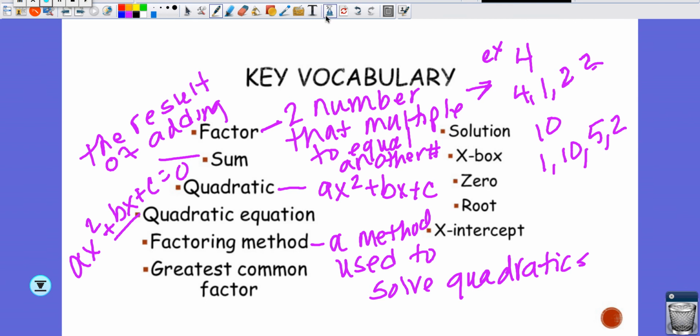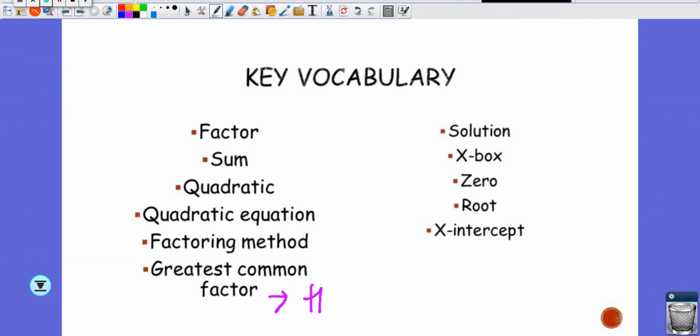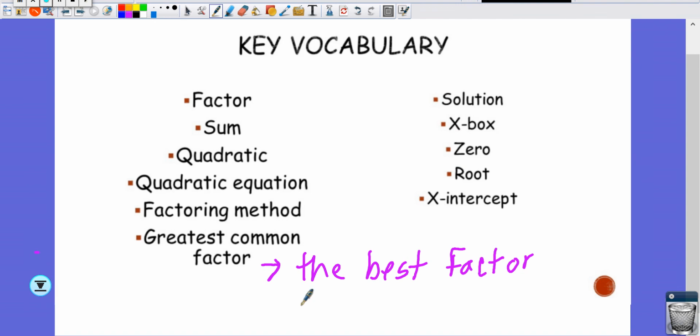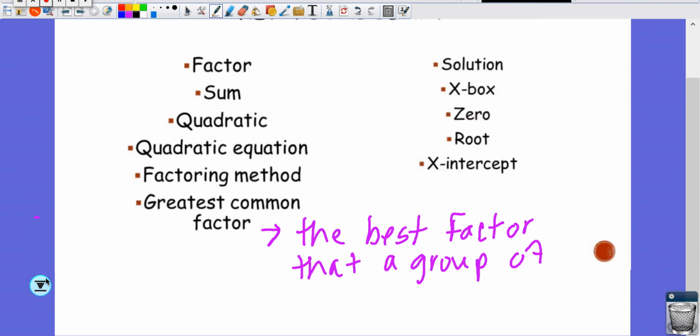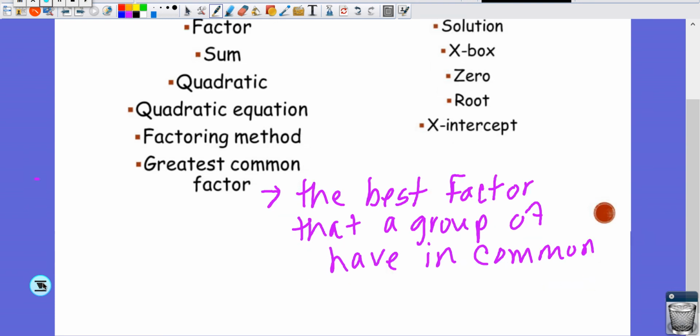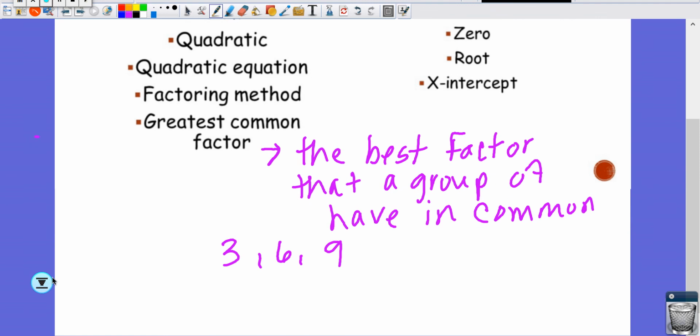Okay, so let's talk about the greatest common factor. It's the biggest factor that a group or a set of numbers have in common. For an example, if I do 3, 6, and 9, the greatest common factor, we call that GCF, of 3, 6, and 9 is 3. If I break this down, I get 3 times 1, 3 times 2, and 3 times 3. They all share the number 3. That's the biggest factor they all have.